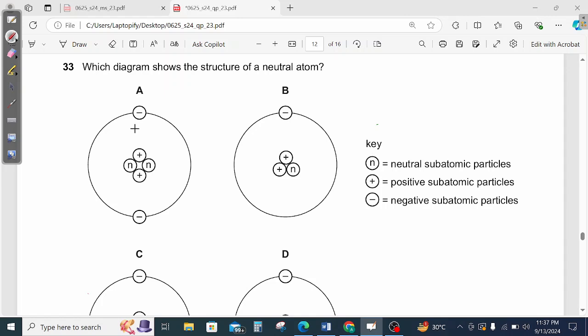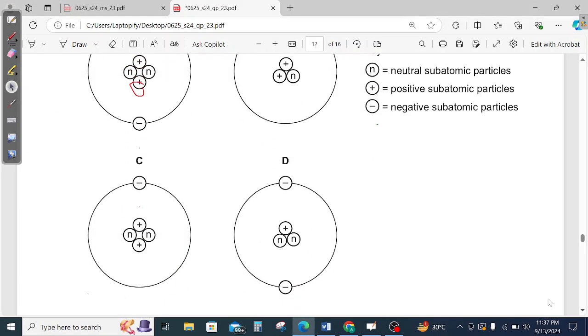That's why if you look on this one, it has 2 electrons and 2 protons in the nucleus, so A option will be your answer. If you look on this one, it has 1 electron and 2 protons, it is a positive ion. And if you look on C and D, in C there is 1 electron, 2 protons, it is also a positive ion.